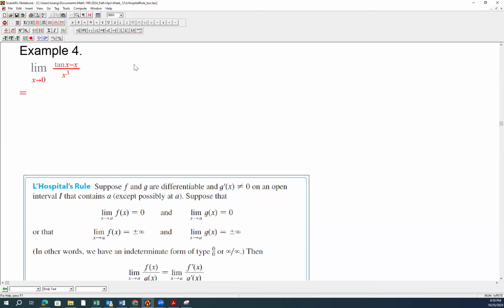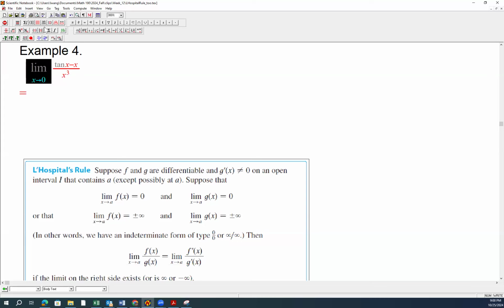What do we have here? Well, x is approaching 0. Tangent approaches 0. x is approaching 0. So the top is 0 minus 0. The denominator is approaching 0. So the top is approaching 0, the denominator approaching 0. So we have the first case satisfied. So we can just use L'Hopital rule right now for the first step.